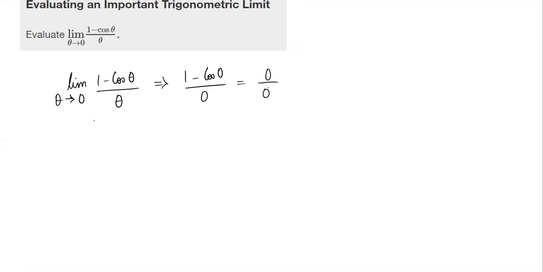Now we can use algebra here, you can still think of a conjugate here, right? You have 1 minus cosine theta, so its conjugate is 1 plus cosine theta. So before we apply the squeeze theorem, let's see if we can approach this algebraically, and then if we need to, we could take help from the squeeze theorem, okay?